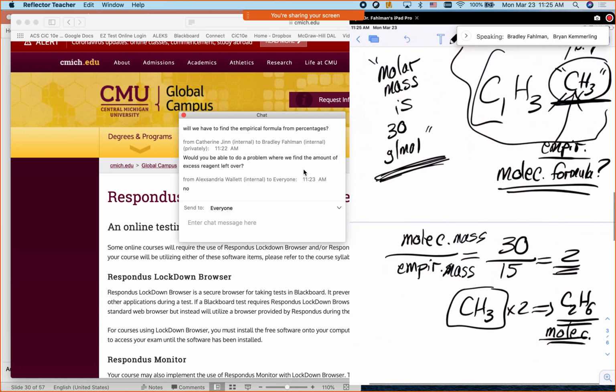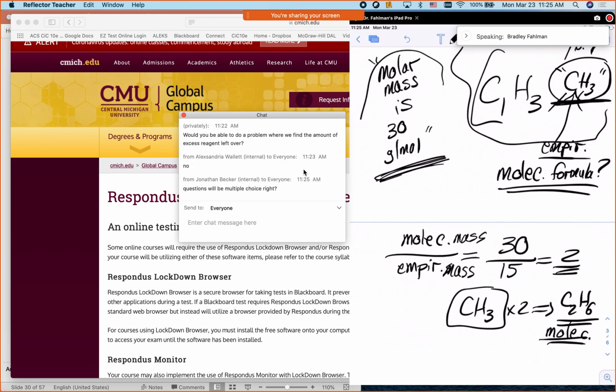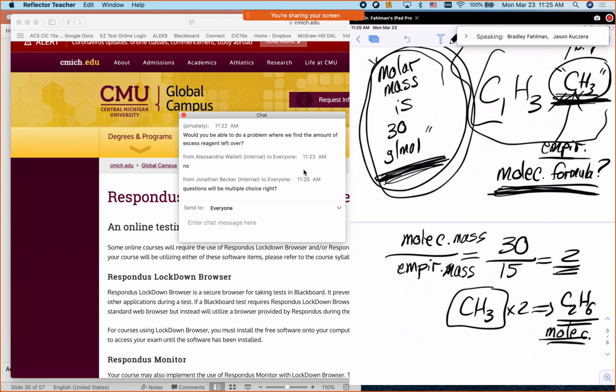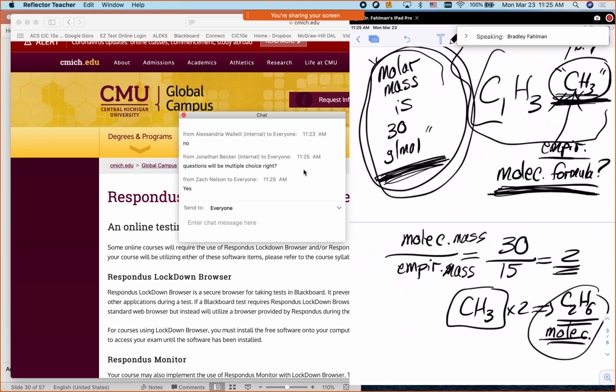Okay, so in other words, if you're not given the molar mass of the whole compound, you can't figure out what the molecular formula is. You can only do the empirical. But if you're given this, then you should be able to get the molecular formula. And sometimes it's the same thing. The empirical is the same as molecular, so in other words, the integer will be 1.